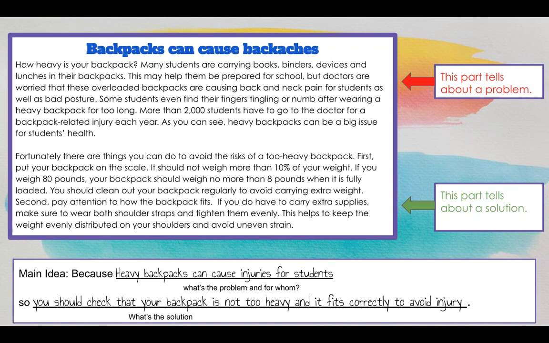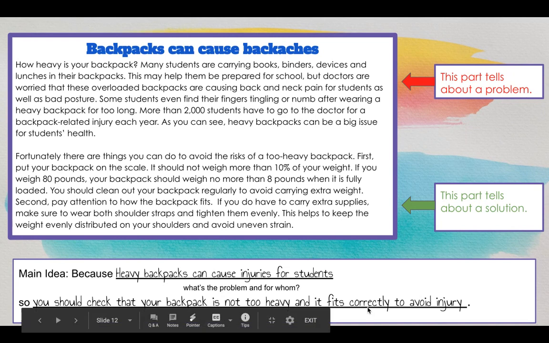If so, good start. So, you should check that your backpack is not too heavy and it fits correctly to avoid injury. I took those two things, that your backpack is not too heavy, this part about putting it on the scale, cleaning it out regularly, those are all about not being too heavy. This second part is paying attention to how it fits. That's what I put down here. And then I point out that this is to avoid injury because that's how it solves the first problem. Does your main idea look something like this?